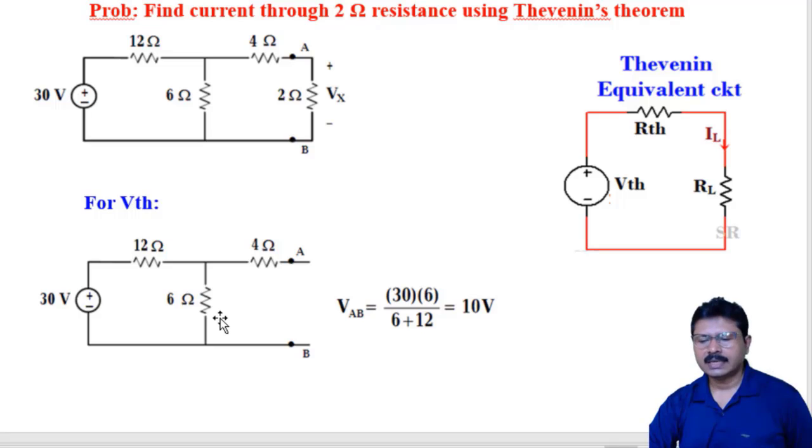That I multiplied by this resistance 6. This will be the potential at point A with respect to point B. So this is the VTH. What is VTH? VTH is equal to VAB is equal to 10 volt. So we have calculated the VTH.